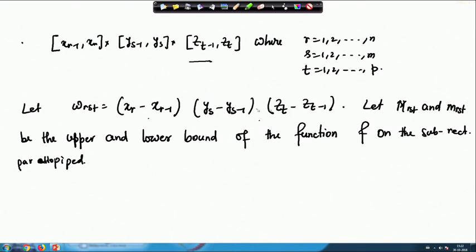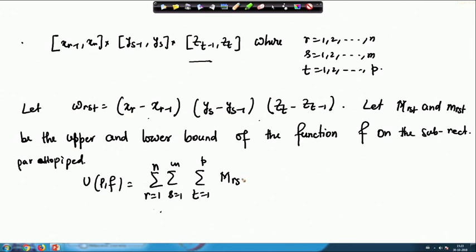All right. So now that we have denoted the upper bound and lower bound, I can write my upper integral sum, which is U(P, f), which is basically the sum of all the upper bounds. So I was going to write the whole thing together, but let's write it separately: sum, r running from 1 to n, s running from 1 to m and t running from 1 to p, M_rst times W_rst. So this is my upper integral sum.